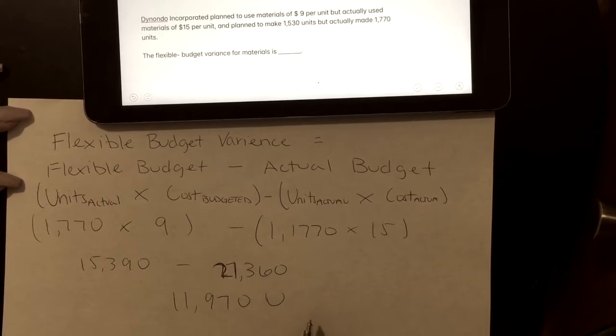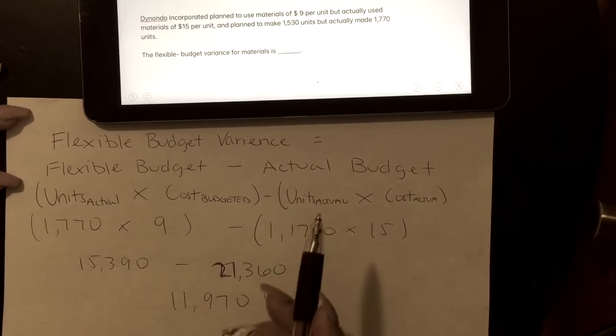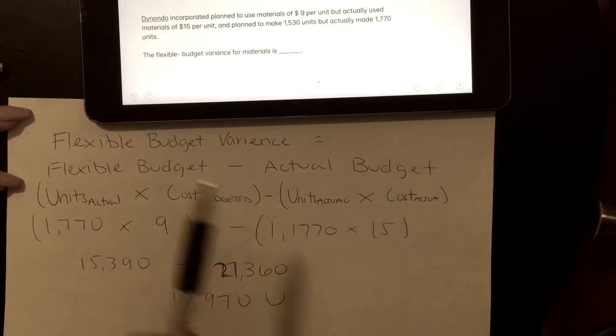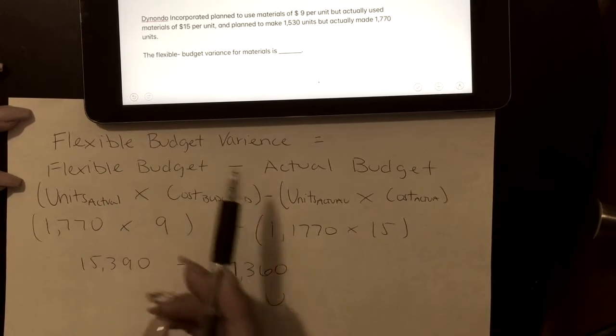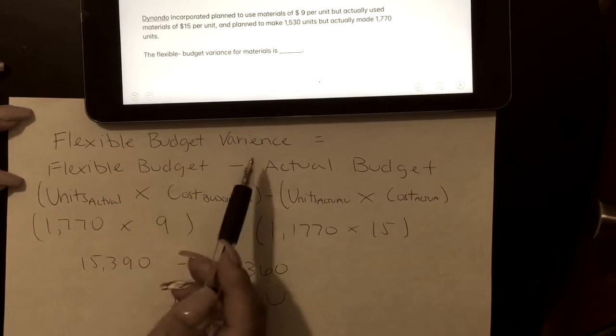So that's how you find out our flexible budget variance for materials. All you need to do is find the flexible budget minus the actual budget, and you get our flexible budget variance.